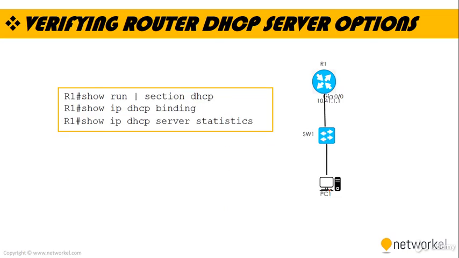To verify the DHCP server options of a router, we can use show run section dhcp, show ip dhcp binding, and server statistics commands.